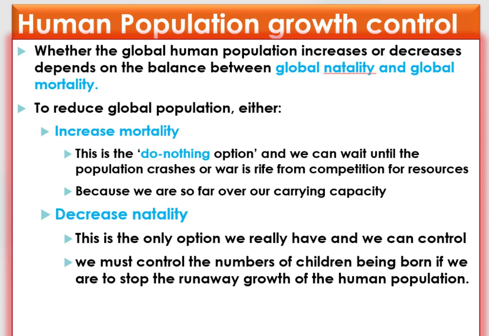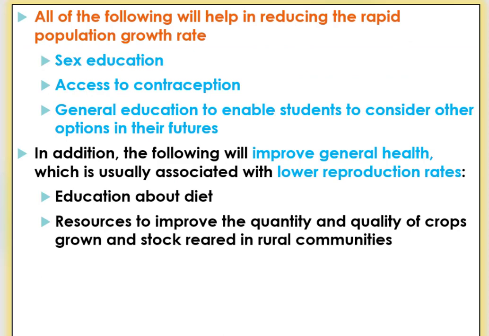The best method to decrease population growth is decreasing natality rate. This is the only option we really have and can control. We must control the numbers of children being born if we are to stop the runaway growth of the human population. All of the following methods will reduce rapid population growth rate. These are sex education, access to contraception methods, and general education to enable students to consider other options in their future.